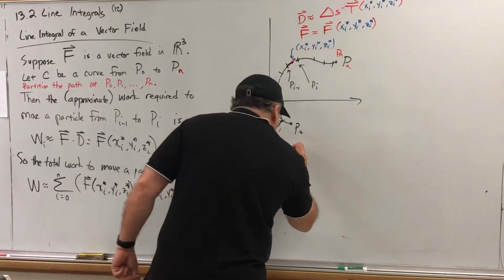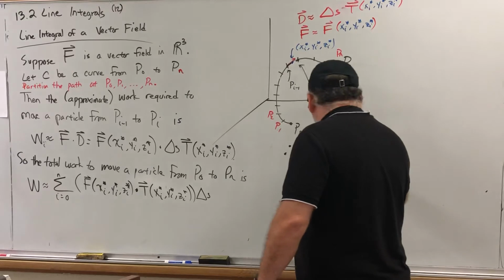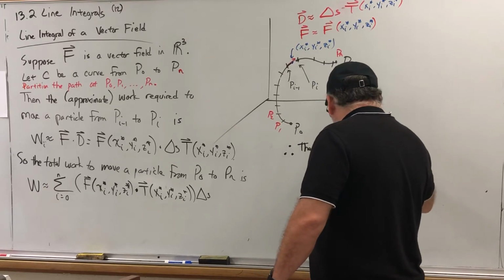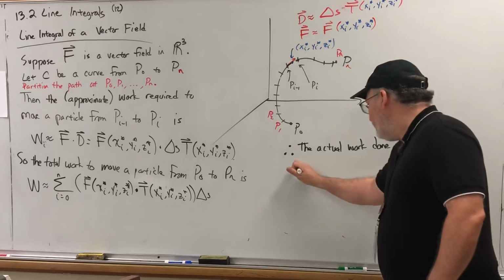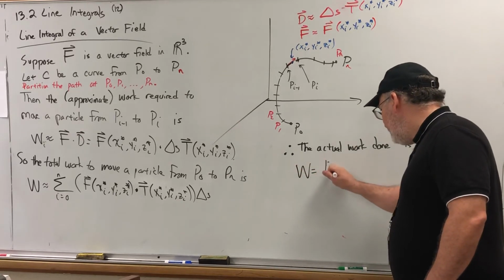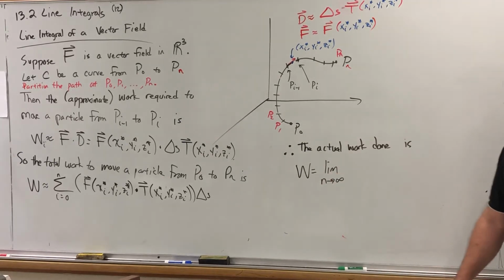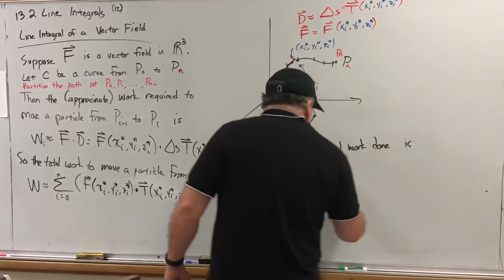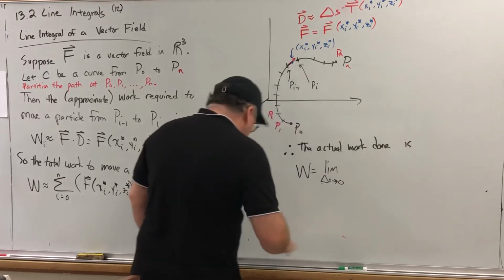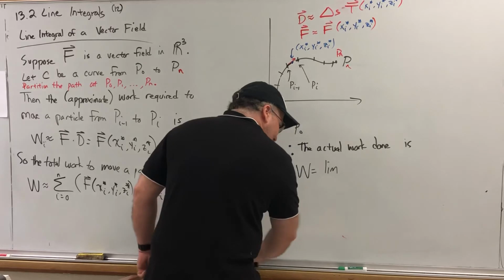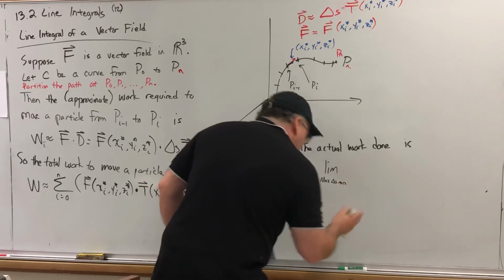Therefore, the actual work done is we take the limit as n approaches infinity. And I need to be careful here. This is not technically what we should say. What we should say is the limit as delta s approaches 0. And actually what we should say is the limit as the maximum delta s approaches 0.